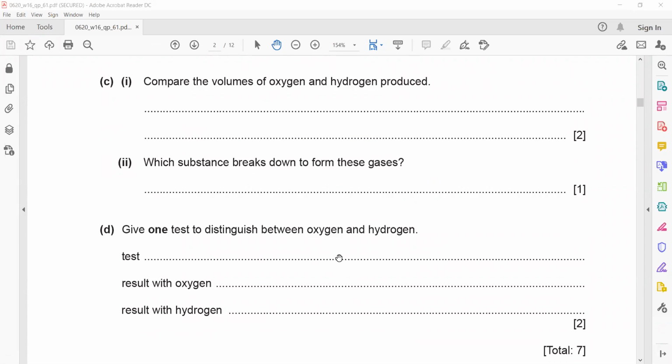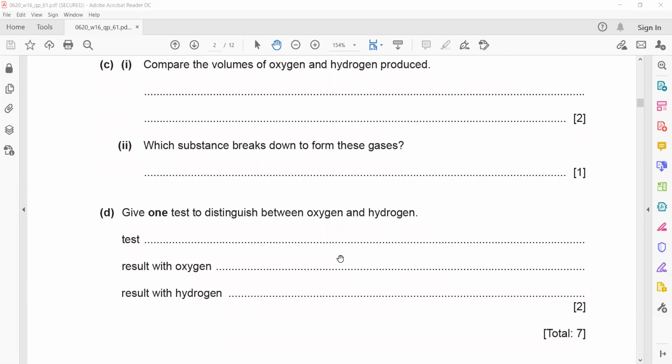Give one test to distinguish between oxygen and hydrogen. So one common test you have to mention. You learned a separate test. For hydrogen, it is a lighted splint, it pops, and for oxygen, it is a glowing splint, it relights. So what will be the effect? If you use a lighted splint, it will have no effect on oxygen, but it will pop with hydrogen. But if we use a glowing splint, it will relight with oxygen, but have no effect with hydrogen. So any one of them you can mention.